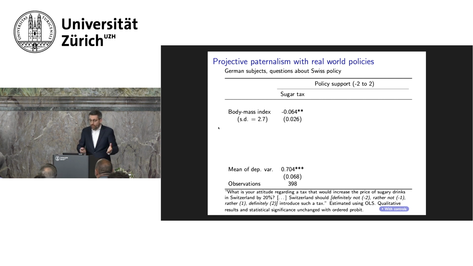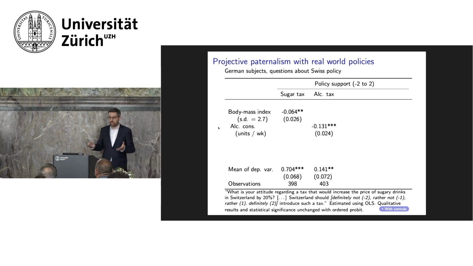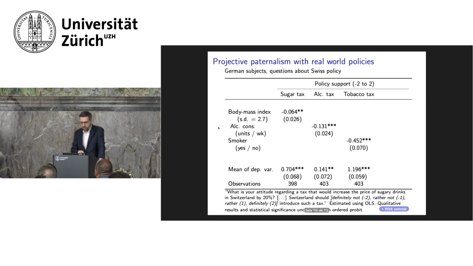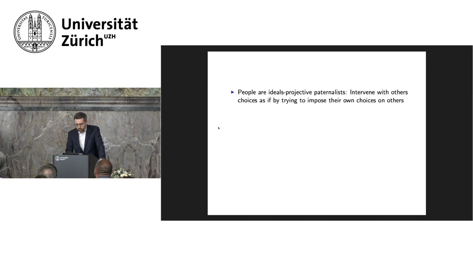And we find that across a variety of other domains as well. People who drink less alcohol are more in favor of restricting other people's alcohol consumption. People who smoke less are more in favor of restricting others' tobacco consumption. And people who have less consumer debt are more in favor of restricting other people's consumer debt. So people are ideals projective paternalists. They try to intervene with others' choices as if they try to impose their own choices on others.